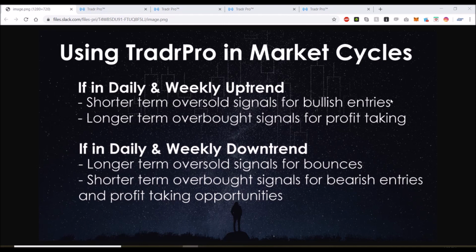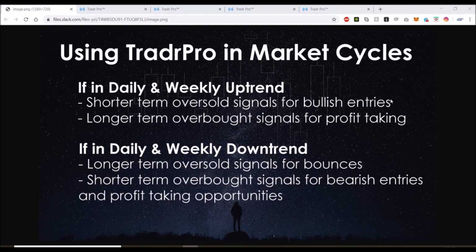That tells me, okay, I made a nice entry, the bounce is underway, I should lock in some profit here because we are in a downtrend and we're extended to the upside on short-term conditions. So just to simplify again, right here on the screen: shorter term oversold bounces when we're in a daily and a weekly uptrend, longer term overbought signals to take some profit, and the opposite in a daily and a weekly downtrend.